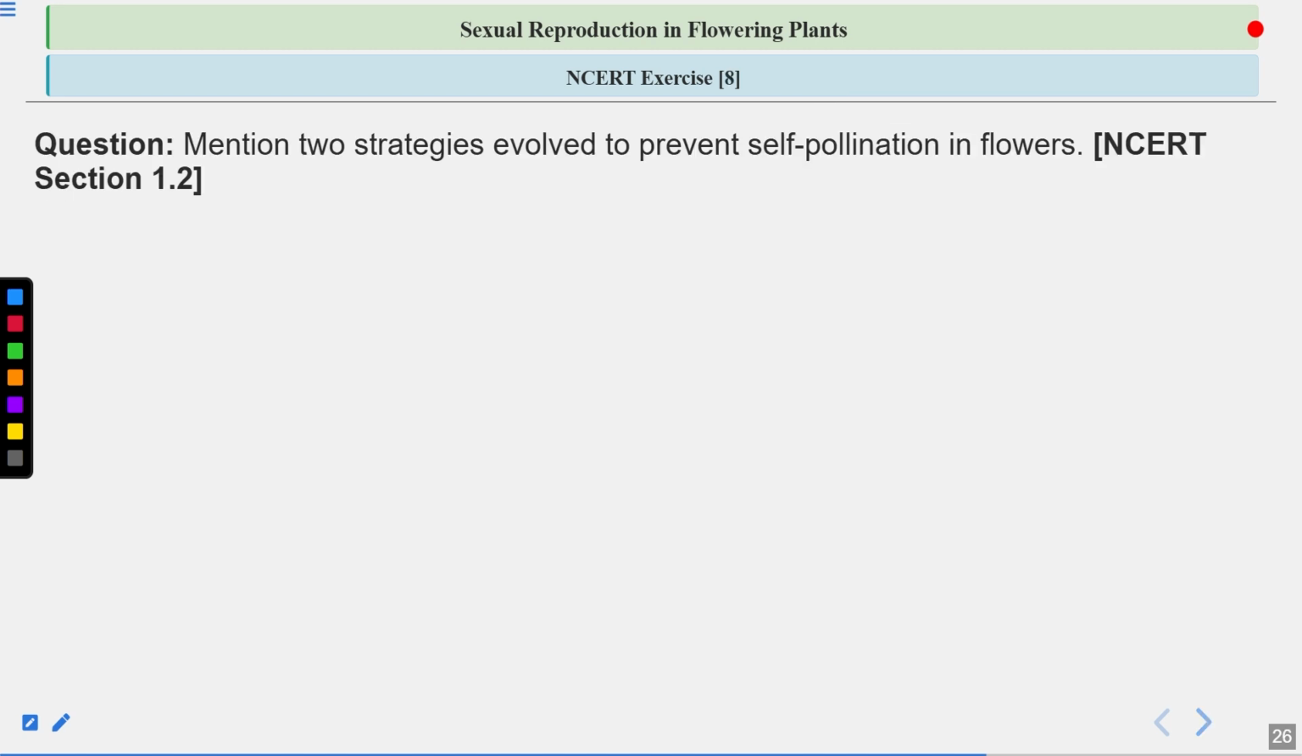Next question, question number 8. Mention 2 strategies evolved to prevent self-pollination in flowers. This is a very important question. You have to find out the 2 strategies that plants themselves evolved in their flowers to prevent self-pollination. They do not want self-pollination to occur in the flower. So in the due course of evolution, they developed such strategies so that self-pollination should be stopped or could not take place, right? Let us see what those 2 strategies are.